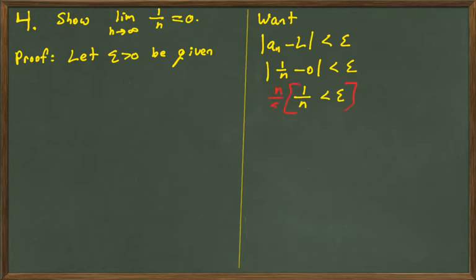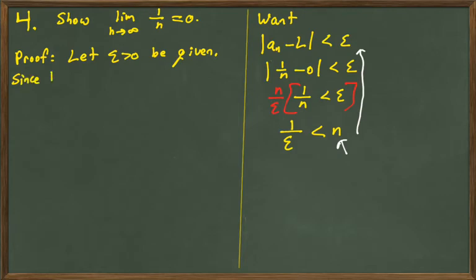If we multiply by n over epsilon, which are both positive numbers, we have 1 over epsilon is less than n. And so this is what we need right here. So if we can get n to be larger than 1 over epsilon, then the rest of this is equivalent, so we can get to our result.